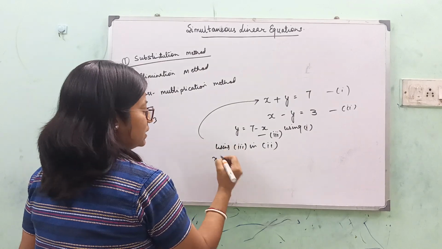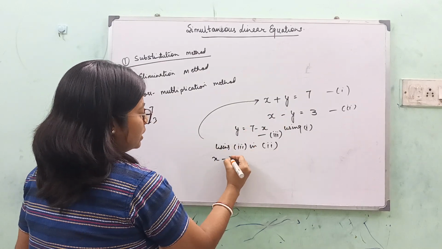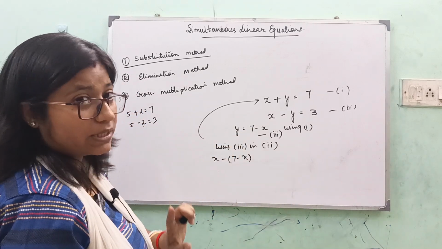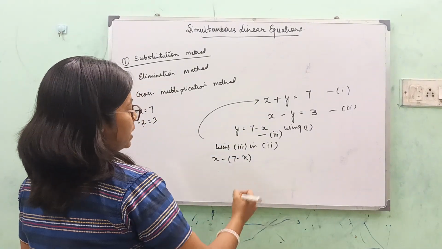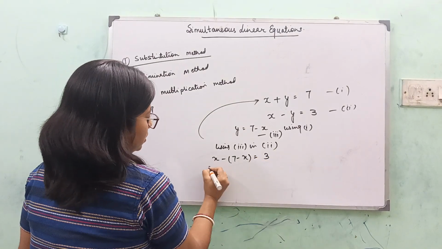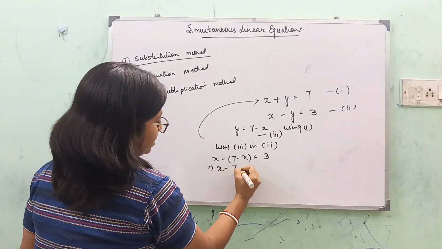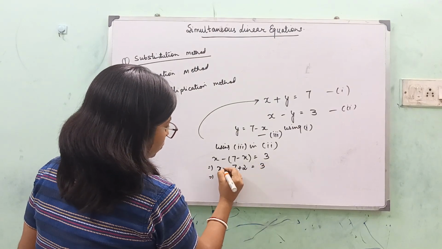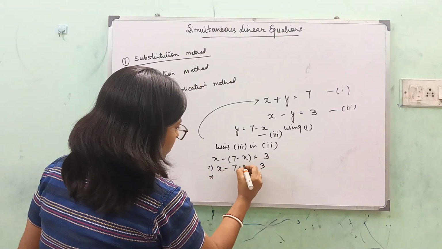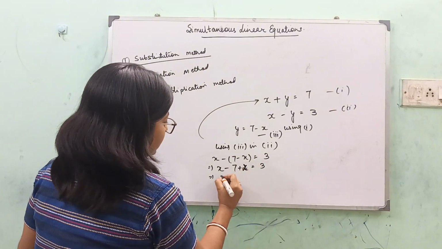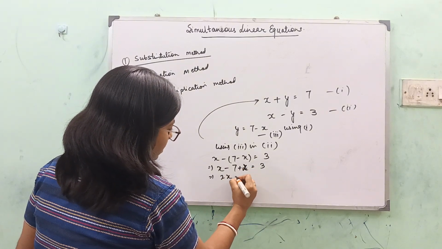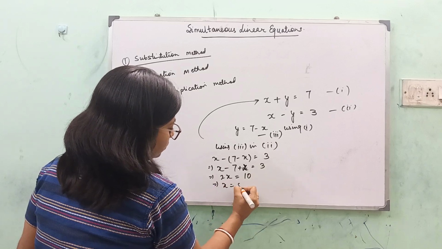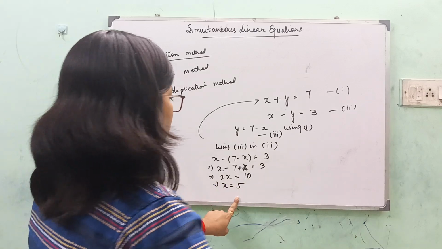So x as it is, in place of y you will put 7 minus x. Why did I put it in the bracket? Because there's a minus sign here, so to be careful about the sign. So x minus (7 minus x) equals 3... so this is x plus x, which is 2x, equal to 3 plus 7, that is 10. So x equals 5. So we have got x is equal to 5.